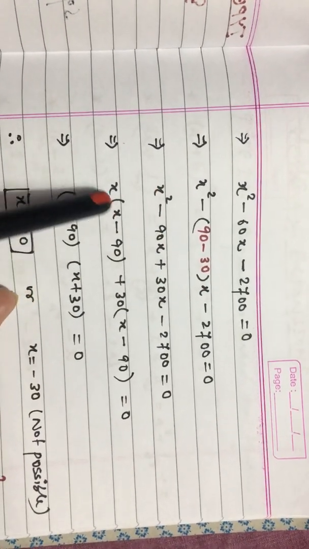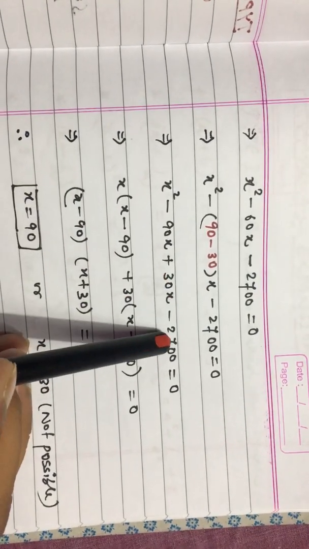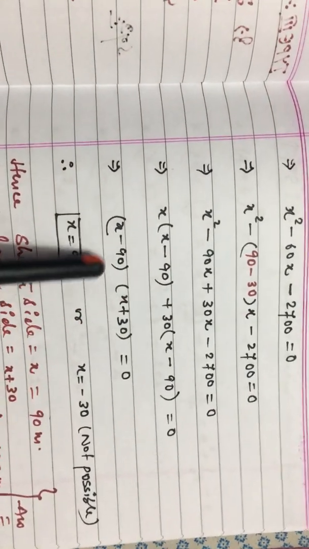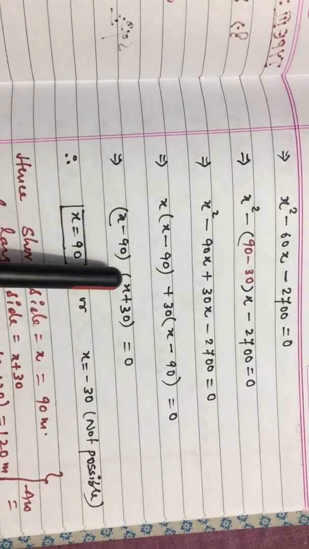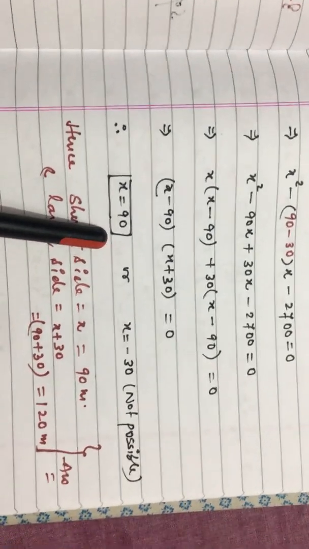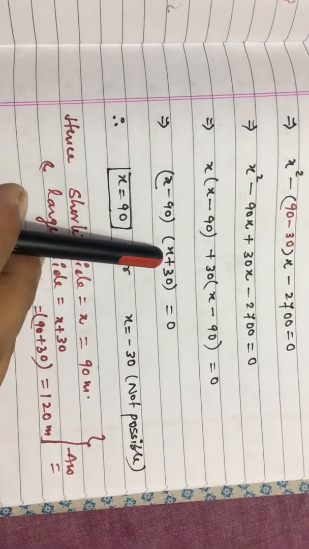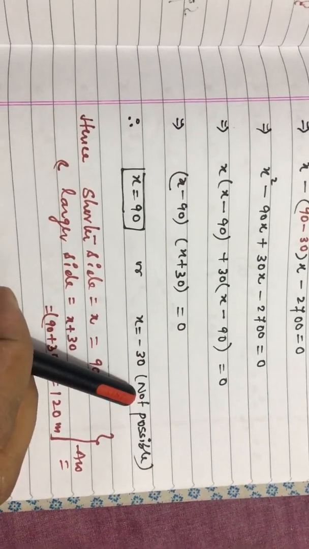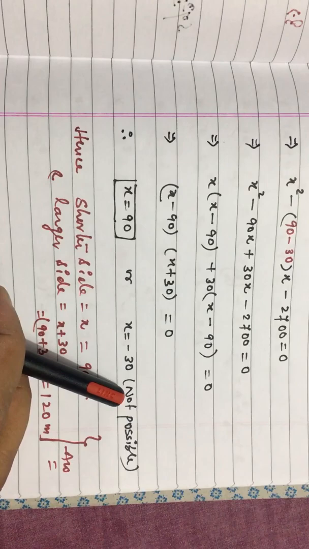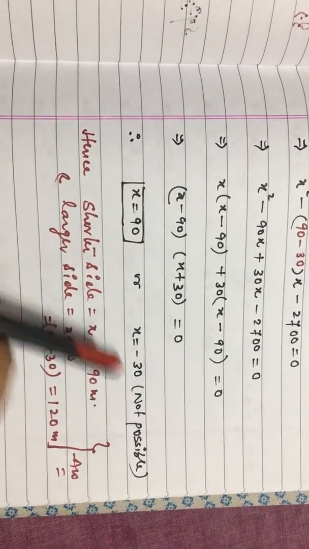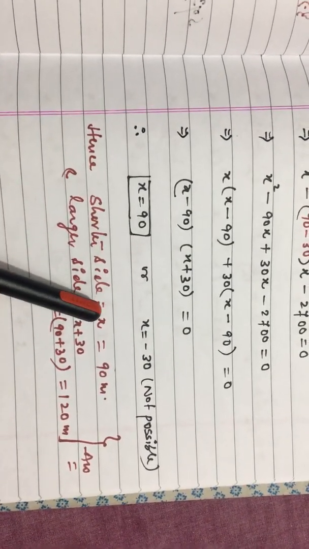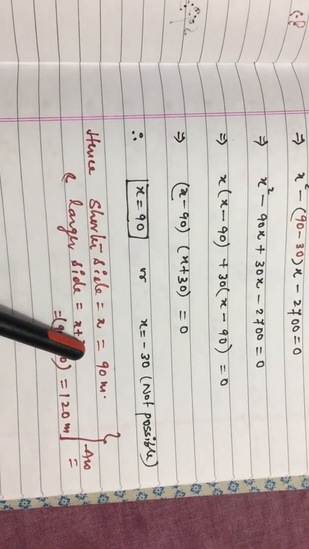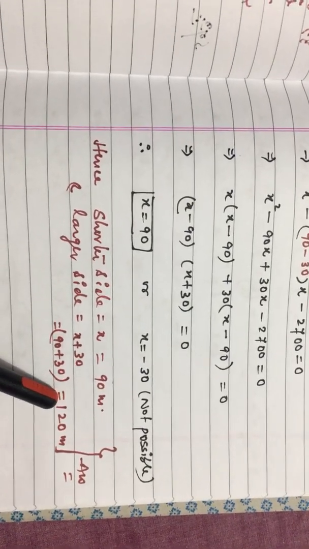X is common in the first two terms, X minus 90, 30 is common in the last two terms, X minus 90, X minus 90 again common, and X plus 30. Now equating these two factors with 0, equating the first factor with 0, that gives the value X is equal to 90, and equating the second factor with 0 gives the value of X is equal to negative 30, which is not possible because the length of the sides of a rectangle cannot be negative. Hence the shorter side, which we have supposed here as X, will be 90 meter, and the larger side will be X plus 30, 90 plus 30, 120 meter.